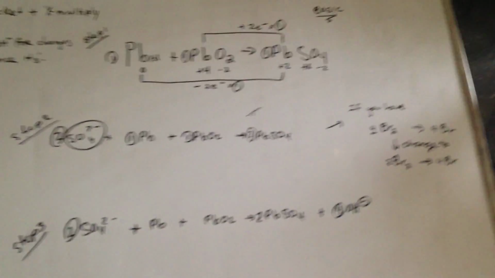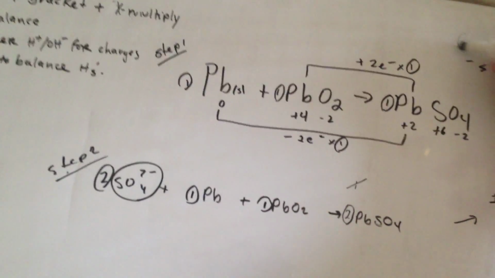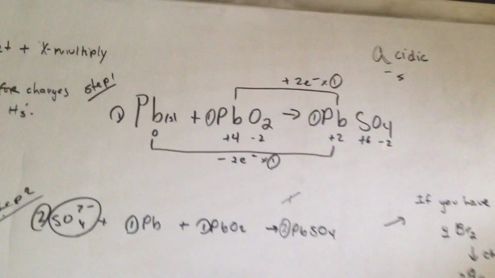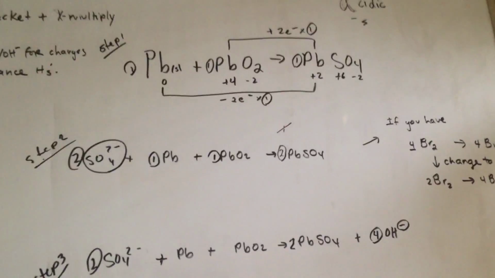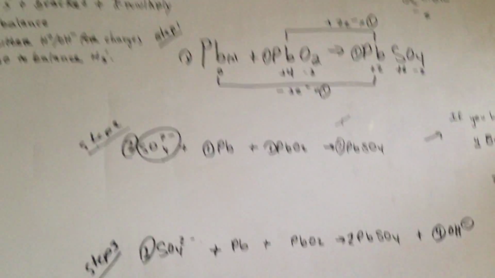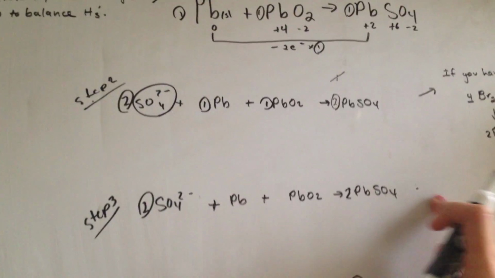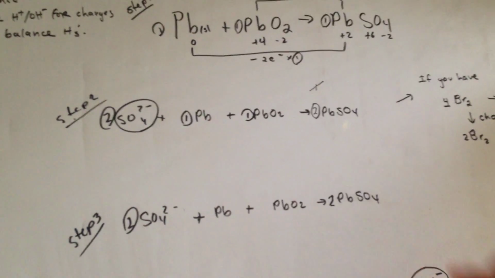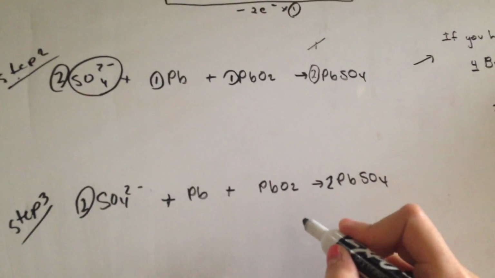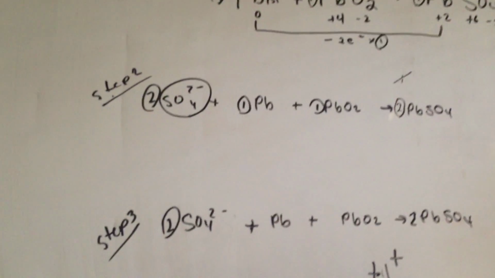Now, if we were to do this under acidic conditions, let me write it here. Acidic conditions. It would be the same thing, but instead of doing the hydroxides like I have here in my steps, I'm going to take this out. Okay. So now, let's add hydronium. So we're trying to add these, okay?